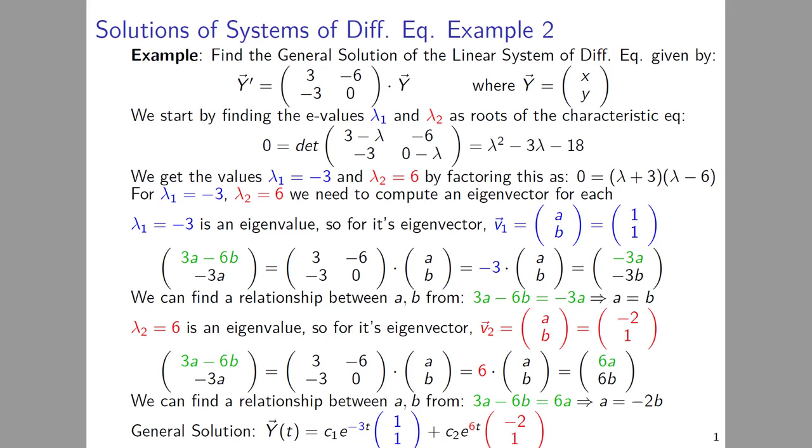And from here, now that we know our eigenvalues are negative 3 and 6, with associated eigenvectors (1, 1) and (-2, 1), we can build a general solution. y of t equals c1 e to the negative 3t times (1, 1) plus c2 e to the 6t times (-2, 1).